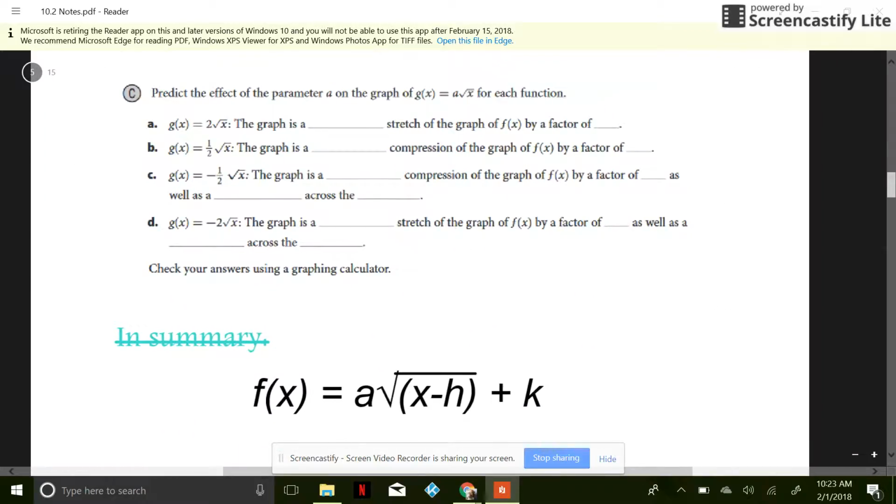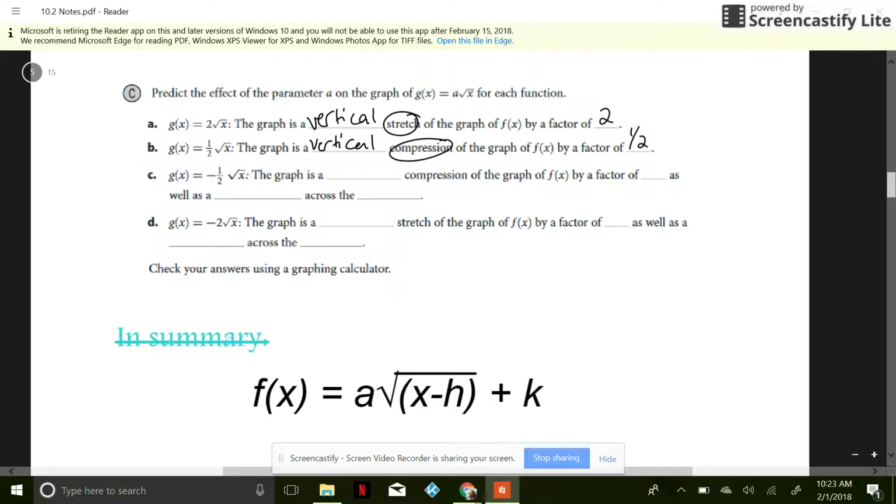So here we're multiplying by 2. So we've got 2 square root of x. That's a vertical stretch. The key here is the stretch because it's a number bigger than 1, by a factor of 2. And if we have 1/2 times square root of x, that's another vertical change. This time it's a compression because it's a fraction, by 1/2.